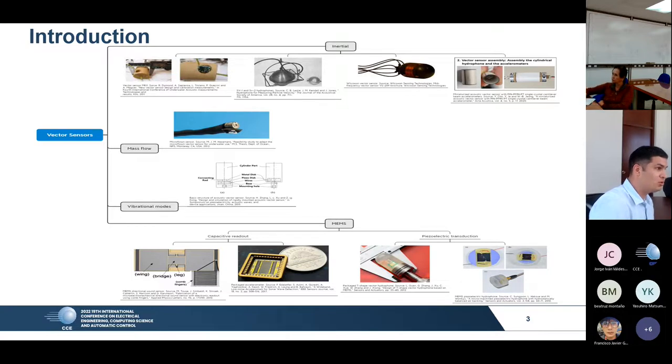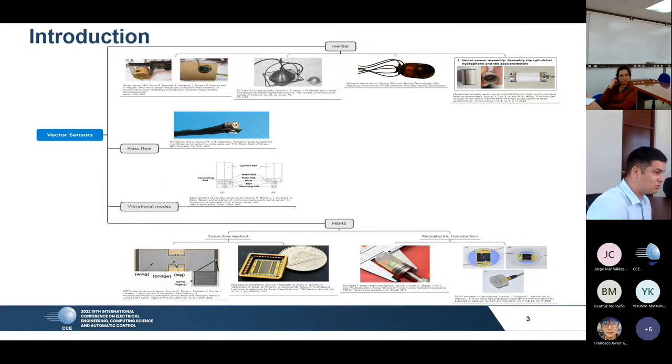There are different approaches to build a vector sensor, an acoustic vector sensor. The four that we have found is inertial ones that use the transduction material with some accelerometer. In this way, the sensor is able to measure two different variables of the acoustic sound field. Another one is mass flow, where this sound field produces changes in temperature that can suggest where the sound is coming from. Then vibrational mode, they analyze how the sensor will behave depending on the direction where the sound arrives.